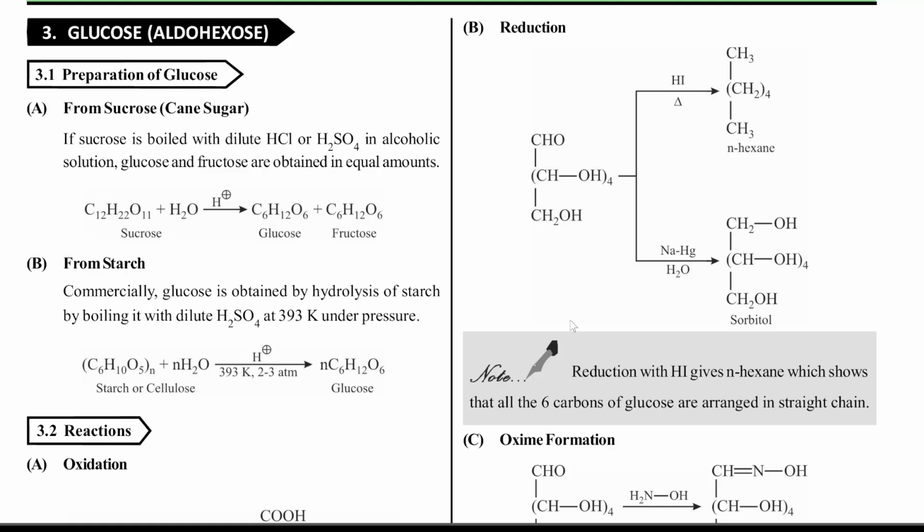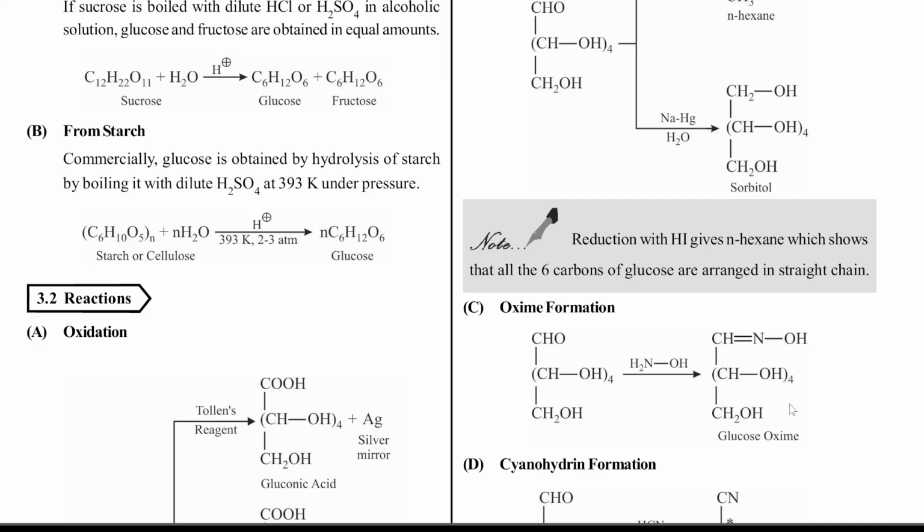Next are the reduction reactions. First is the reaction with HI. In the presence of heating, glucose gets converted into n-hexane, which is also a test used to determine that glucose is a 6-carbon molecule. And on its reaction with sodium amalgam and water, the aldehyde group gets reduced to alcohol. Now, a note here, reduction with HI gives n-hexane, which shows that all the 6 carbons of glucose are arranged in a straight chain form.